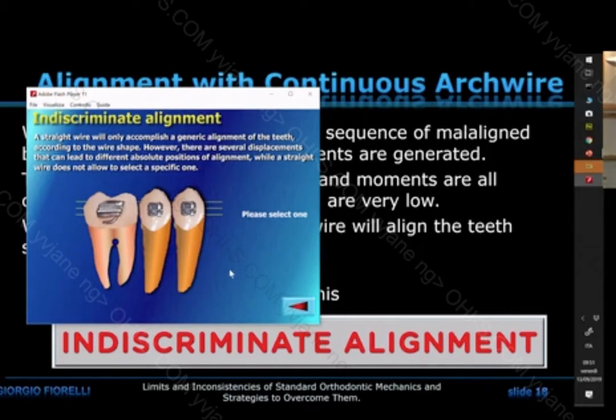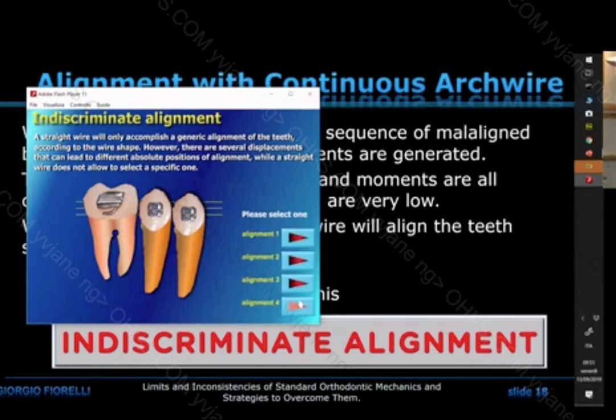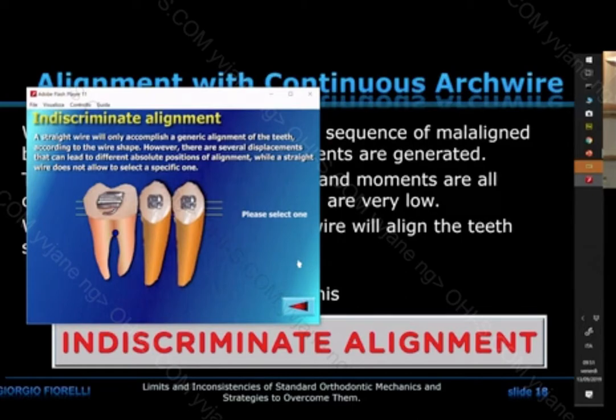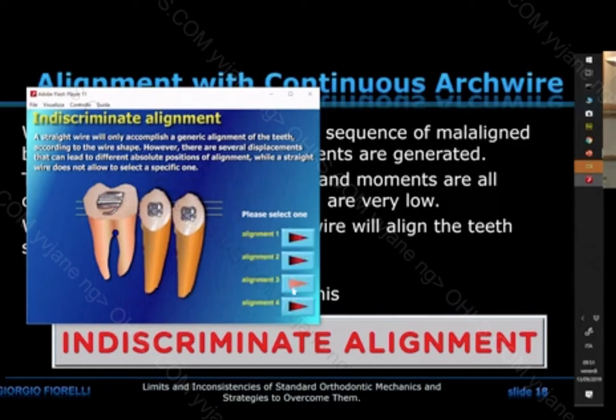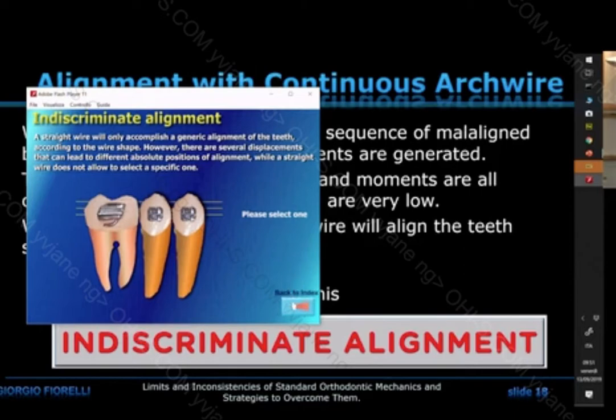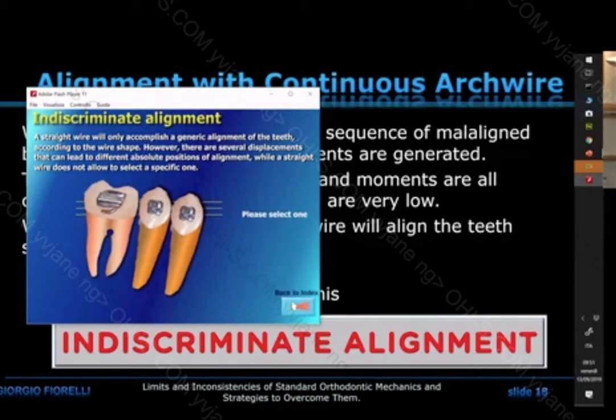So maybe most of you would say, okay, it will be something in the middle, so I will have some extrusion and some intrusion. Or maybe I will only have extrusion. Or maybe you will have all intrusion. Or maybe you will have only tipping of these teeth. And there are more. All of these movements are aligning the teeth. But it's not possible that all of them are perfect for your case. Only one is what you want.